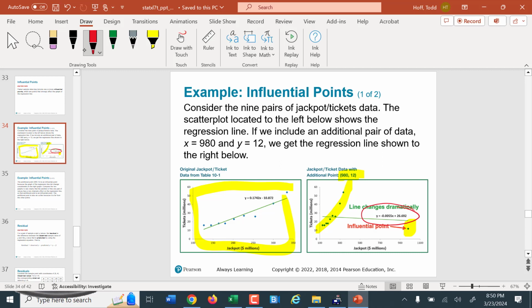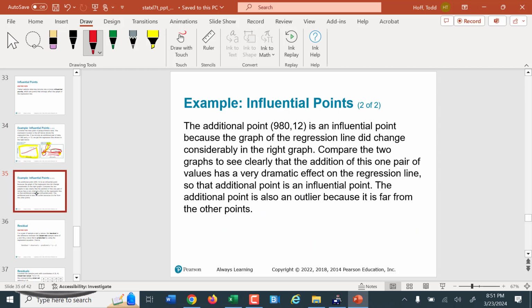Now, it doesn't show the correlation here, but I would say that the correlation coefficient probably gets really close to 0 here because there's only a couple points that are close to the line. These points are all way away from the line. But it actually took the line from even a positive slope to a negative slope. So it really changed the line. That's an influential point. Now, in this case, that influential point would also be an outlier because it doesn't fit in the pattern of the other points.